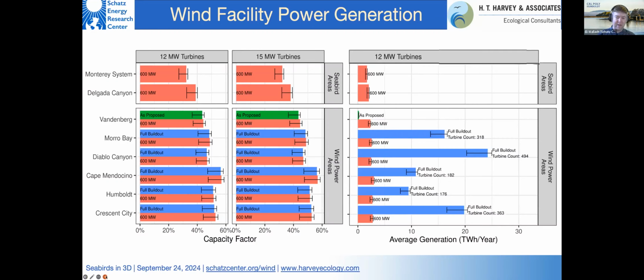On the right, we have a graphic that reports total annual generation from each scenario. This figure tells an important story that ultimately total power generation, and bird vulnerability for that matter, is largely a function of how many turbines are placed. You can see just how much more power could be extracted from a large call area such as Diablo Canyon when compared to a smaller call area such as Humboldt.